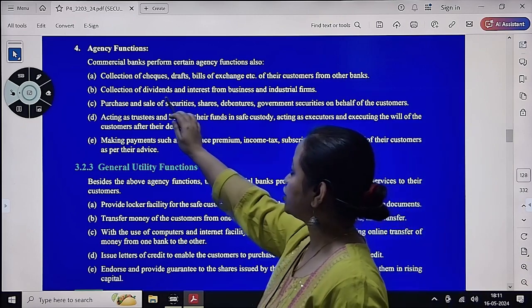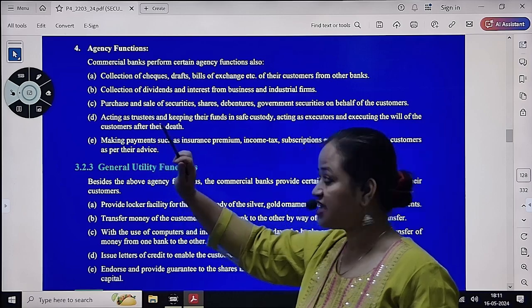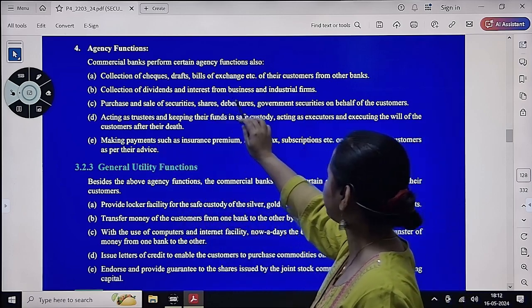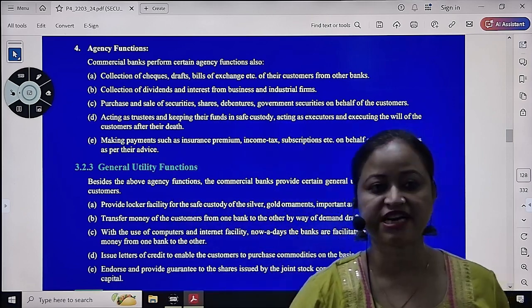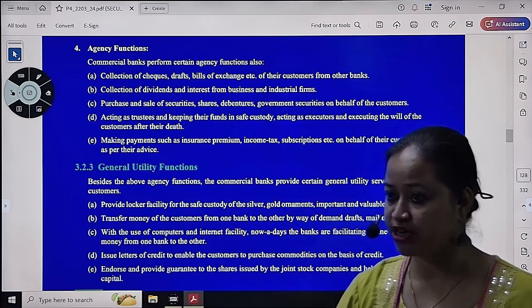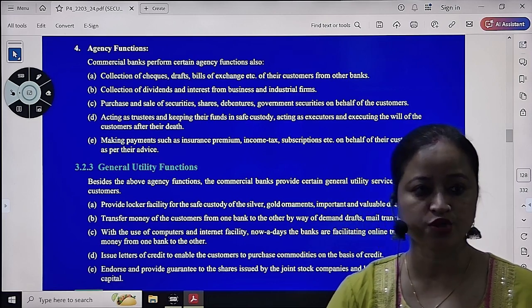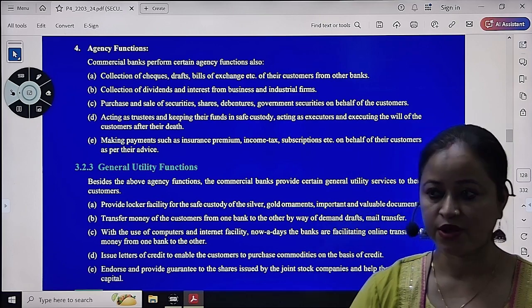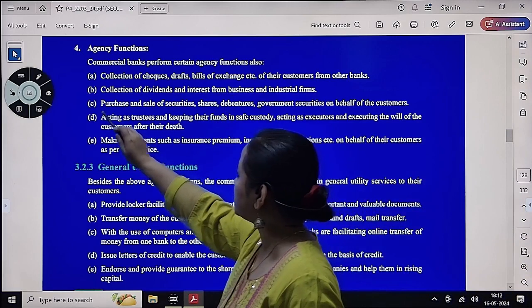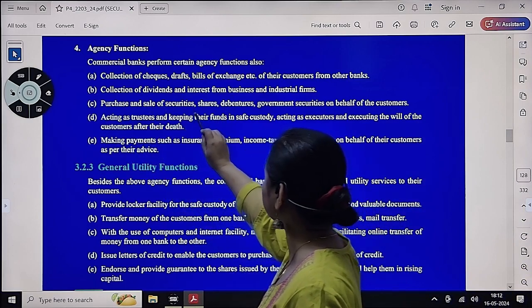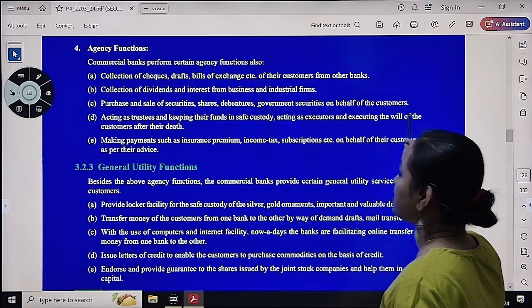So the bank also helps the customer in collecting the dividend, as well as interest from business and industrial firms. Interest, as in, if the customer has invested money or purchased some debentures, then interest on debentures is also collected by the banks on behalf of the customers. Understood? That is your second point. The third point is purchase and sale of securities, shares, debentures, and government securities on behalf of the customers.